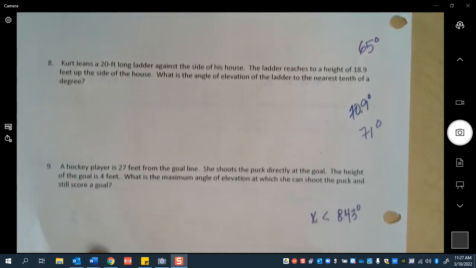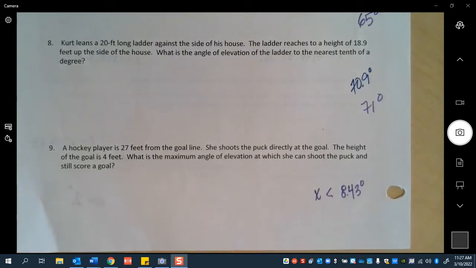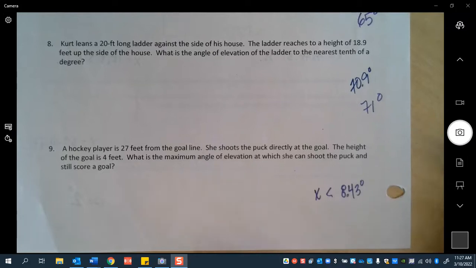And then that hockey player, the maximum angle of elevation which she can shoot, it has to be less than 8.43 degrees. That's a decimal there. That's a decimal here. All right. Well, the interesting thing about that one is we're used to rounding to the whole nearest degree, but if it's wanting to know that maximum amount, including the decimals is the better answer. All right.